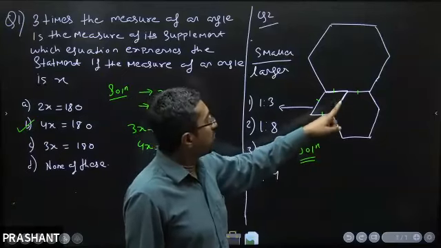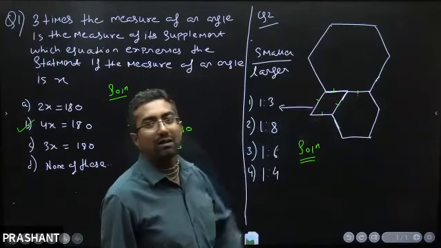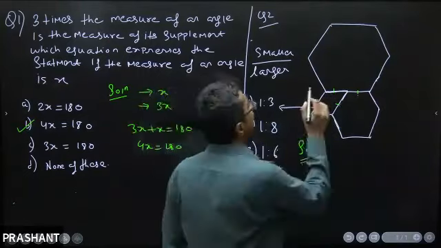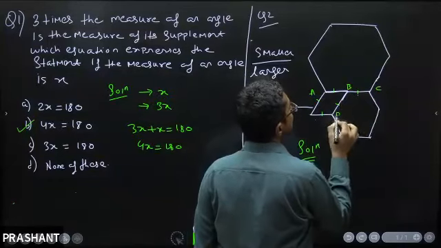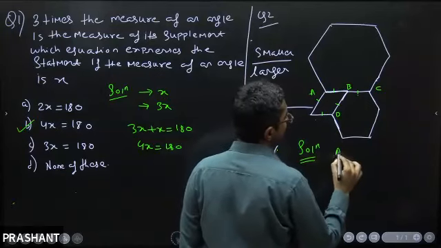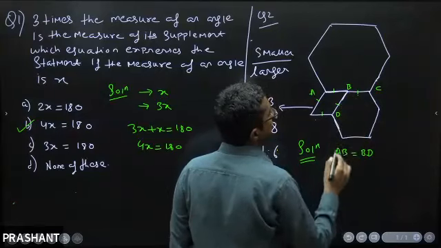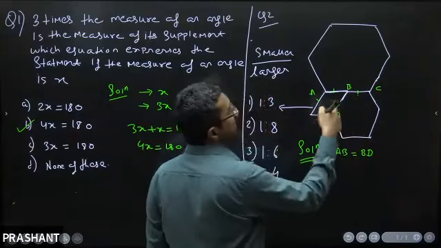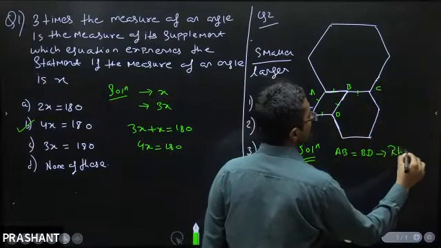ठीक है, so if this side and this side are equal, so definitely this and this should be equal, correct or not? If I just name it, suppose this is A, this is B, this is C, and this is D. Okay, if I say AB is equal to BD, हमें पता है. Why? Because it is a rhombus, because of the property of a rhombus.